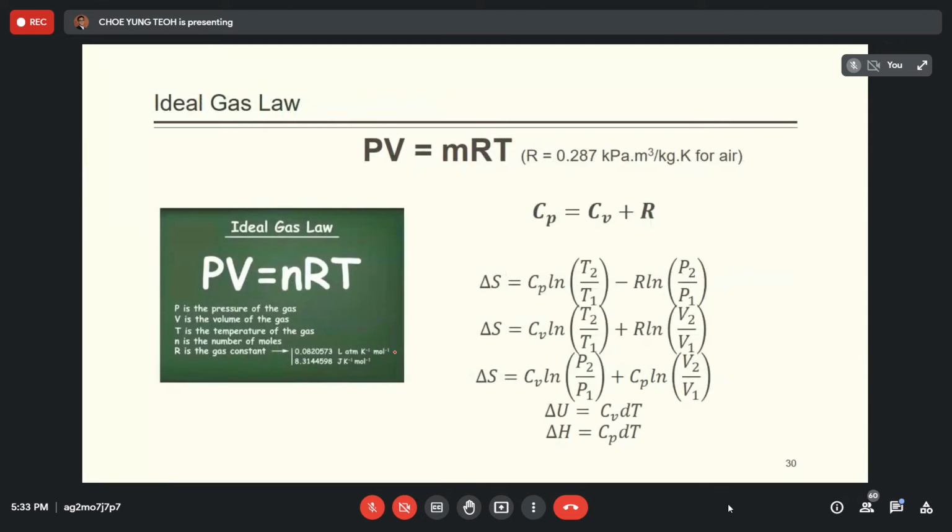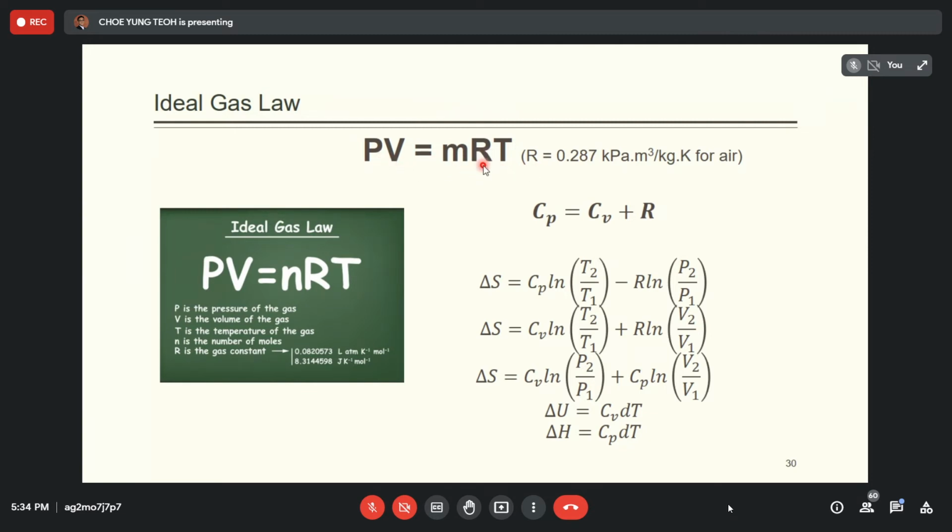Okay, then let's talk about the ideal gas law. The ideal gas law is very simple: PV equals nRT. P refers to the pressure, V is the volume, n is the mass, and T is the temperature. These have a constant relationship with R. R is just a constant, a multiplier to make the equation equal on both sides.